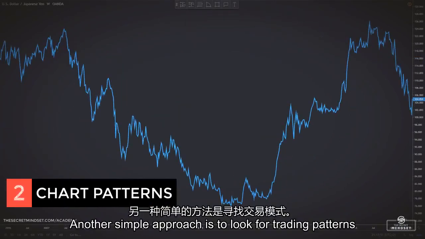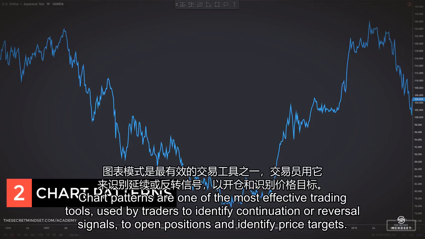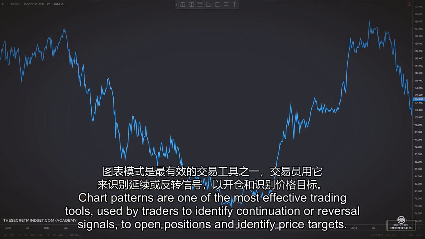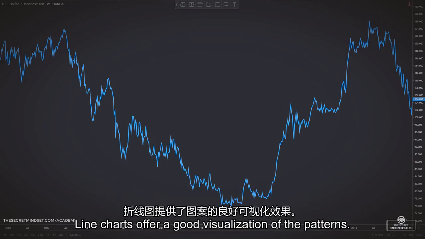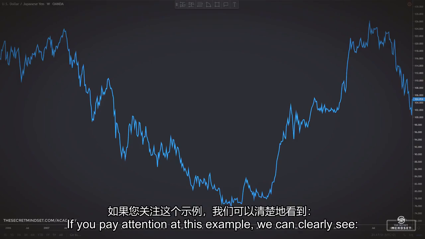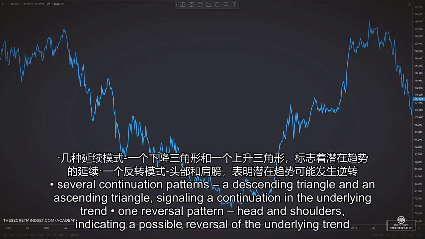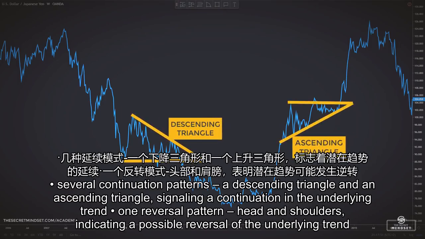Another simple approach is to look for trading patterns. Chart patterns are one of the most effective trading tools used by traders to identify continuation or reversal signals, to open positions and identify price targets. Line charts offer a good visualization of the patterns. If you pay attention to this example, we can clearly see several continuation patterns, a descending triangle and an ascending triangle, signaling a continuation in the underlying trend. And we can also see one reversal pattern, a head and shoulders, indicating a possible reversal of the underlying trend.